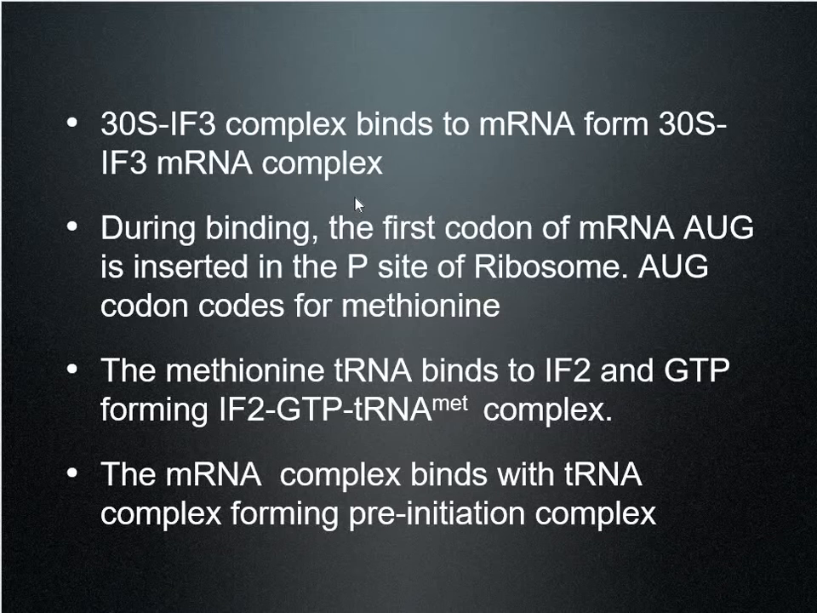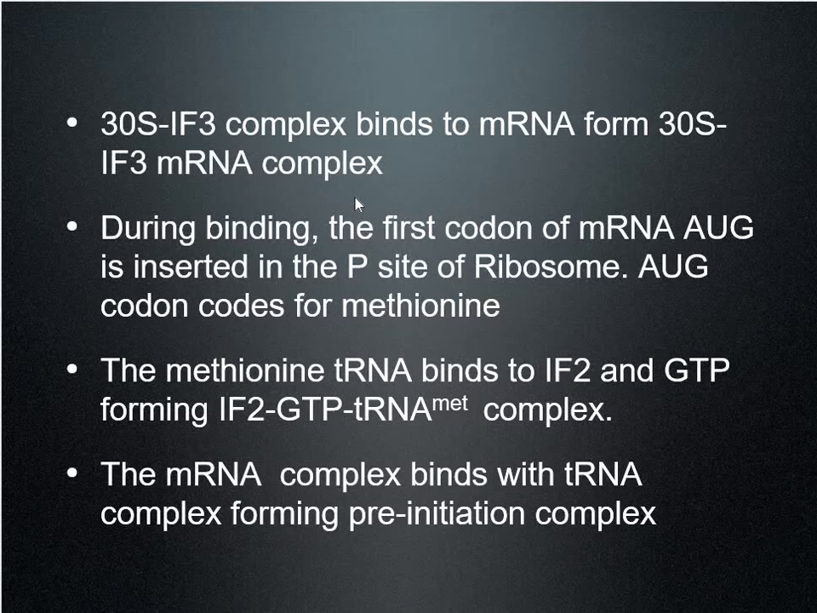Whenever the ribosome binds with messenger RNA, the first codon, the initiation codon, is always AUG, which stands for methionine. So whenever an mRNA binds with the smaller subunit of the ribosome, there are three sites present in the ribosome: the P site, the A site and the E site.